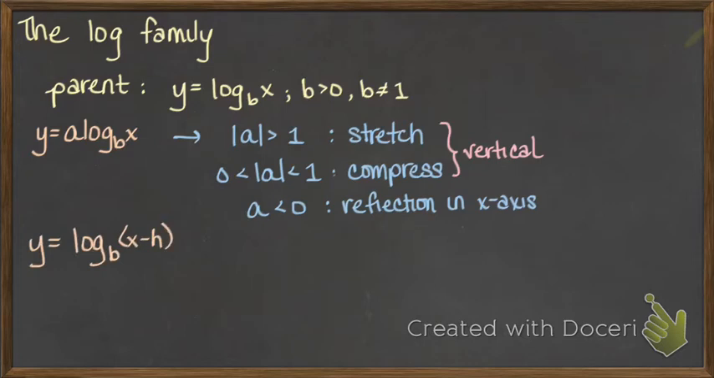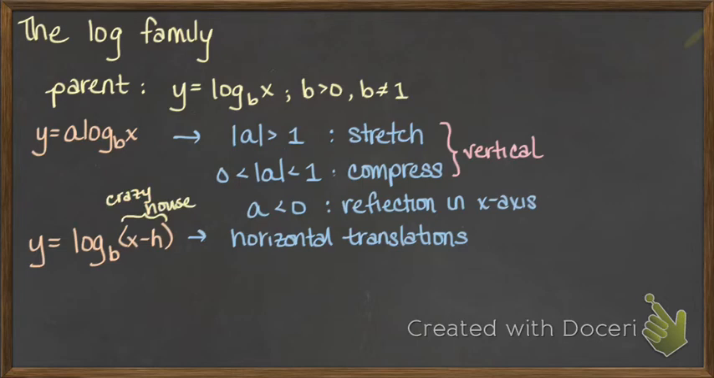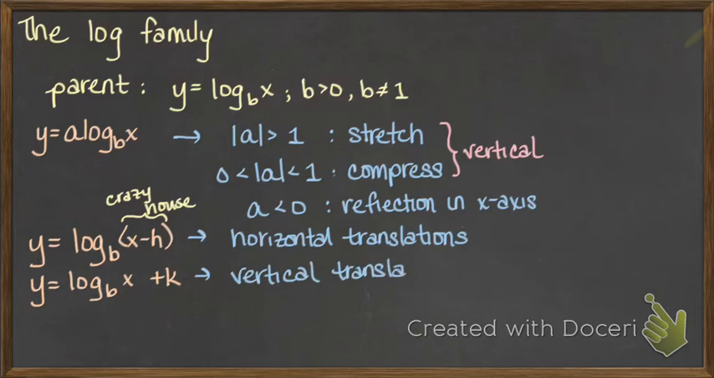How about some translations? Y equals the log base b of x minus h. This is a horizontal translation, paying special attention to the fact that now our h actually exists inside of that log expression. Y equals log base b of x plus k. Well, k always signifies vertical translations. Notice how there are no parentheses here. That k is intended to be outside of the log expression.